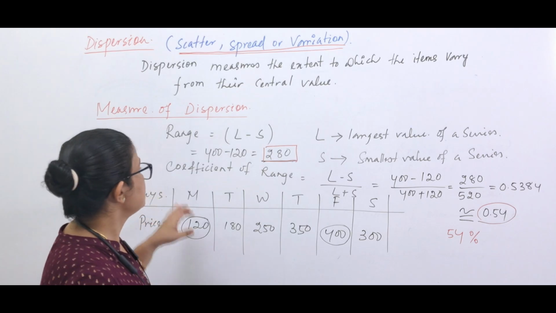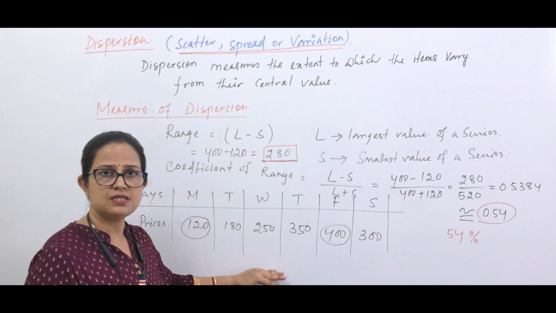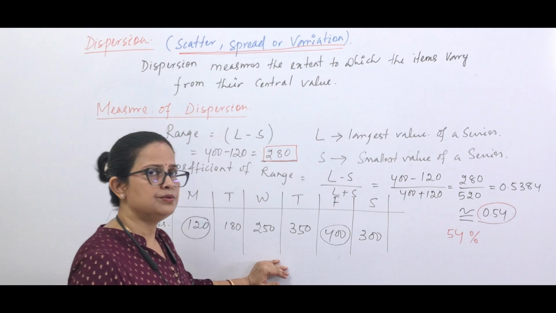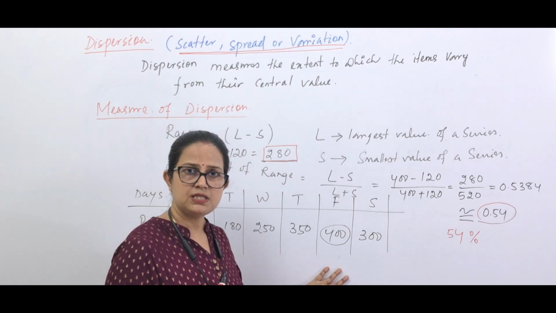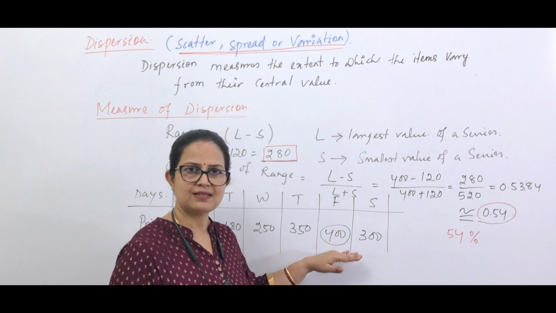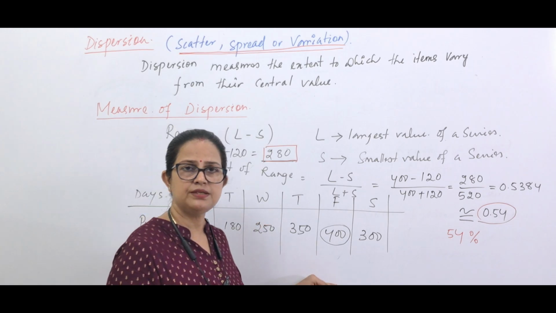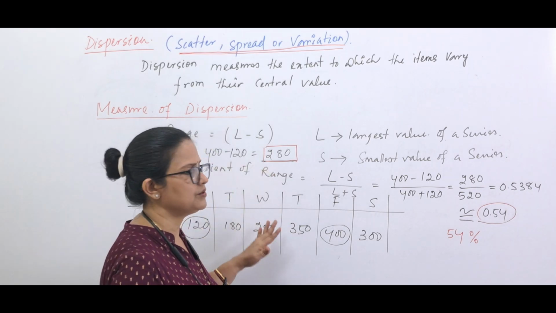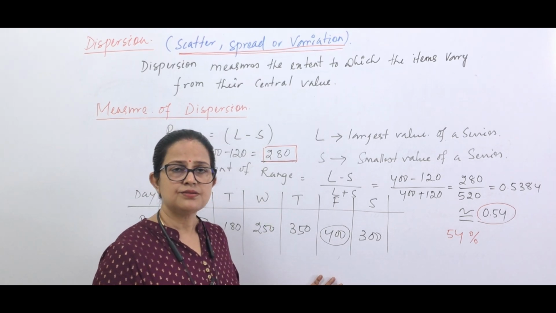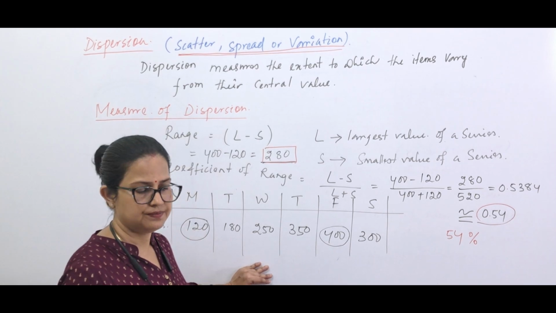So, this is the measure of range. It is very simple, nothing to do with the frequency. If you go for discrete series or continuous series, we don't have to see the frequency or the repetition of the values. Here, we just have to choose the maximum value of the series and the minimum value of the series, take the difference, and find the range and coefficient of range. Is that simple? Next we will discuss quartile deviation or quartile dispersion.